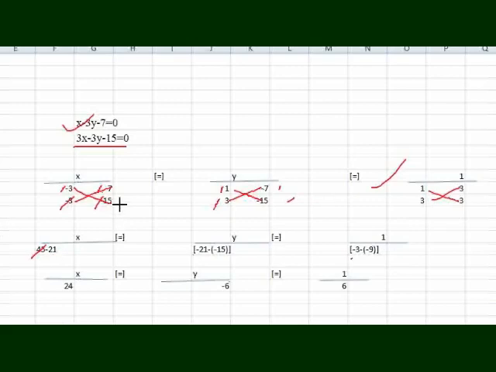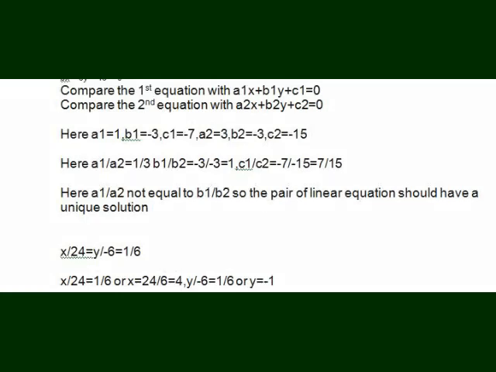Next you have to calculate. For x, 45 minus 21, that is 24. And for y, minus 21, minus minus will be plus, so minus 21 plus 15 will be minus 6. And here for 1, minus 3, minus minus will be plus, so minus 3 plus 9 will be 6. We have got that x by 24 is equal to y by minus 6 is equal to 1 by 6. Okay, so we can write that x by 24 is equal to 1 by 6.